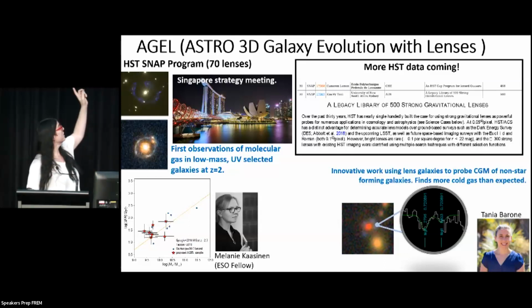They also recently had an HST snapshot program with 70 lenses. They recently had a gap filler program that can get as many as 500 lenses. So it's going to be a huge data set for the community.